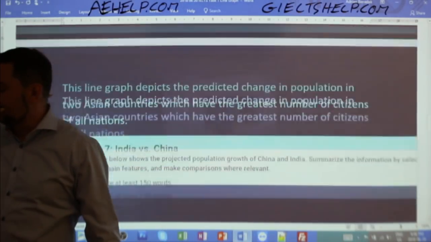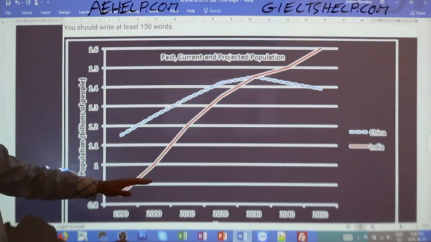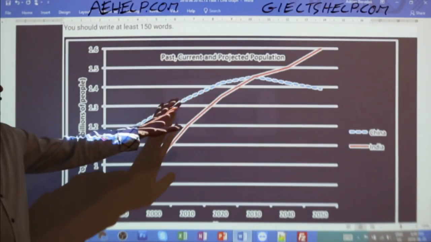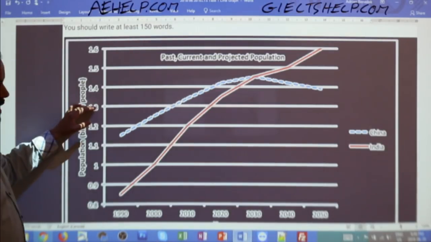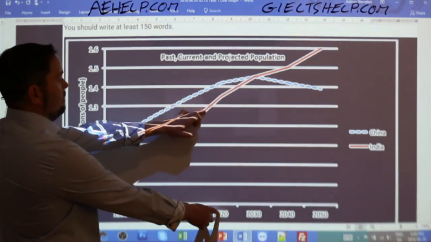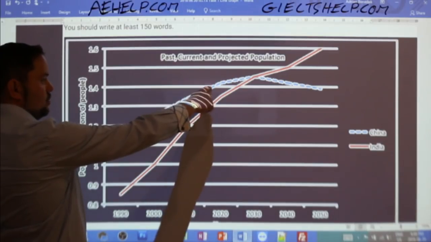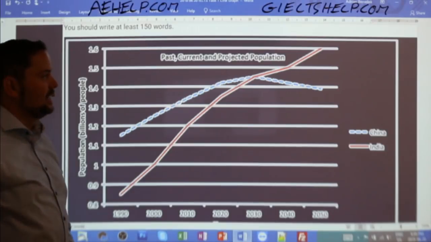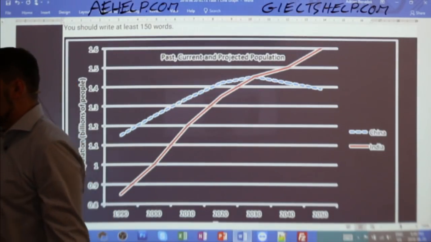Our line graph here shows the correlation between population and time for the data of citizens of India and citizens of China. So the relationship between population here and time here is that there will be more than 1.3 billion people for China in 2020, and there will be exactly that amount for India, okay? So it's a correlation.